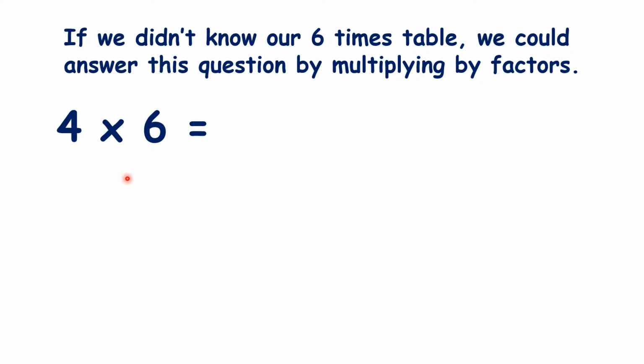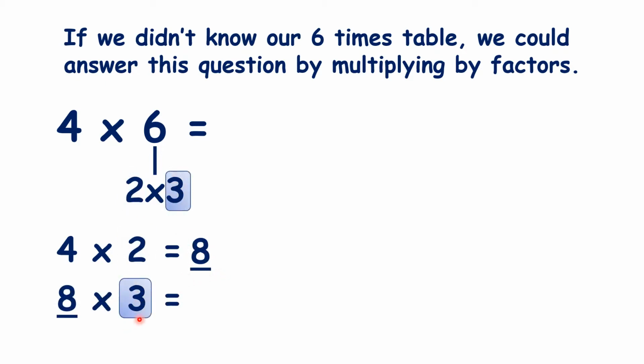We can use what we know about factors to answer multiplication questions. So if we didn't know our 6 times table, but we did know that 2 times 3 is 6, we could multiply by factors. So we could do 4 times 2 times 3. So 4 times 2, the first of our factors, is 8. And then 8 times 3, so times the second of our factors, is 24. So using factors, we've worked out that 4 times 6 is 24.